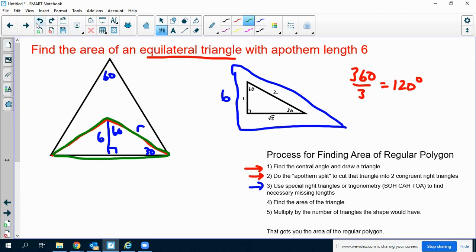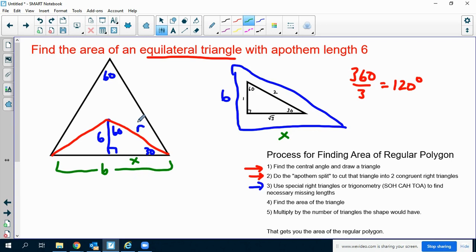Well, in order to find the area, I don't need to find R. I need to find B, right? I need to find the base, basically, of this triangle. So I'll call this X, and that's what I want to find. So I want to find this X. And then once I find X, twice as big will be B.